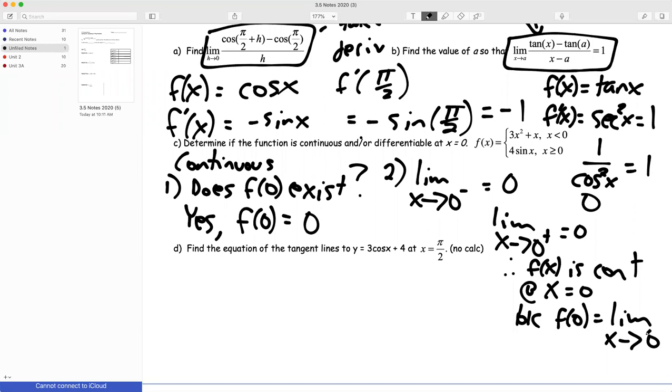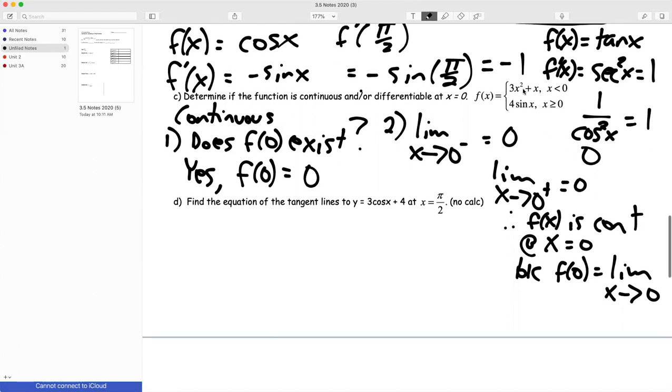But wait, there's more. Because it also asks, is it differentiable? Well, how should we go about figuring that out? What does it mean to be differentiable first? Slopes are the same. Okay, it means there is a derivative, and if it's a piecewise function, we've got to check the derivative of the left-hand side and see if it's equal to the derivative on the right-hand side. So what is the derivative of 3x squared plus x? 6x plus 1. Okay.